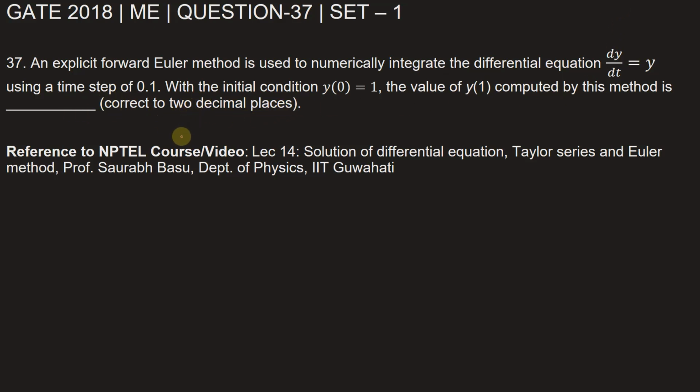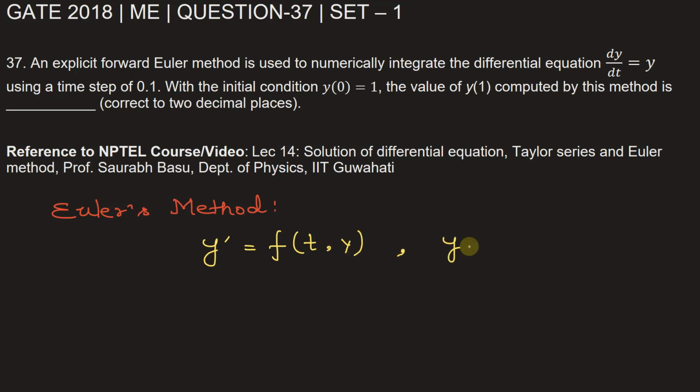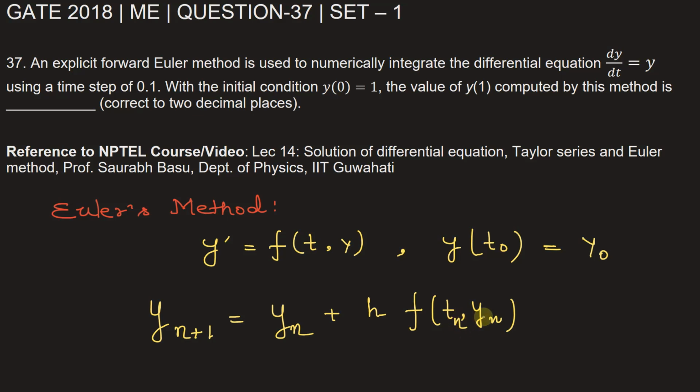So the Euler's method to generate a numerical solution to an initial value problem is given by the form y dash is equal to f of t comma y, where y of t naught is equal to y naught. Also, the next step will be given by y of n plus 1 is equal to yn plus h times f of tn comma yn.